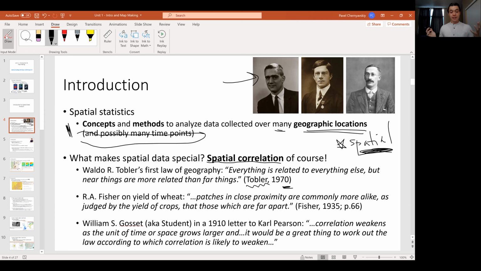But what Tobler is saying is distance affects how related things are. How related things are, another word for that is correlation. So we'll be thinking about distances a lot. We'll be thinking about how far apart our observations are, because we're thinking back to this first law of geography.